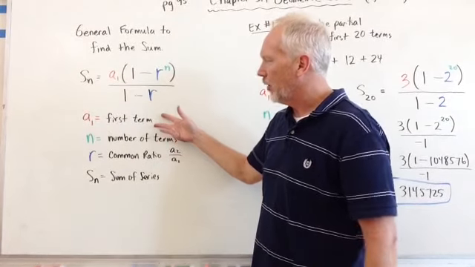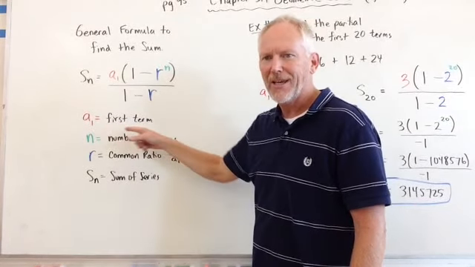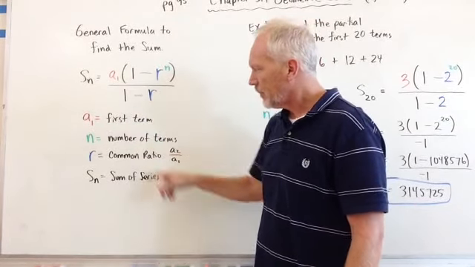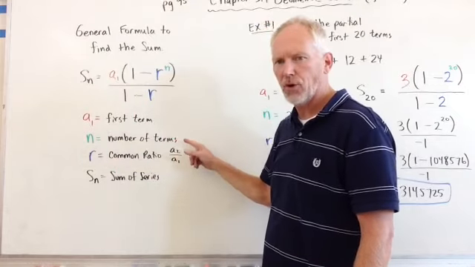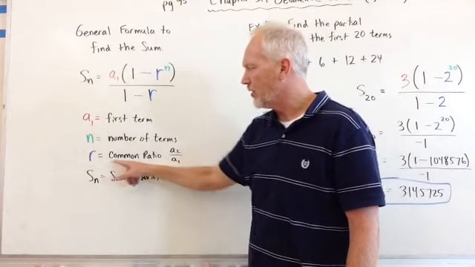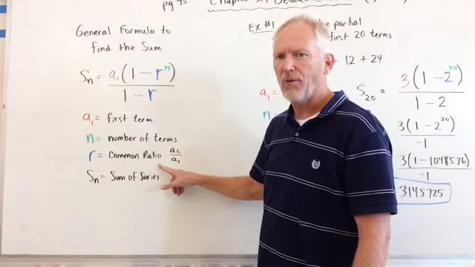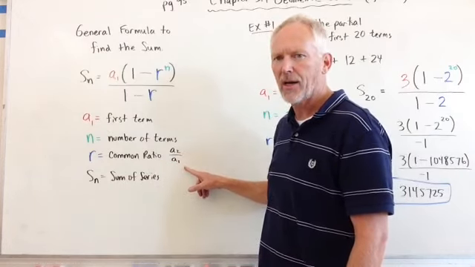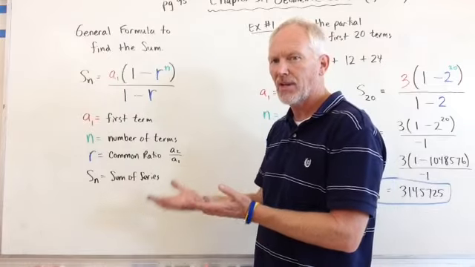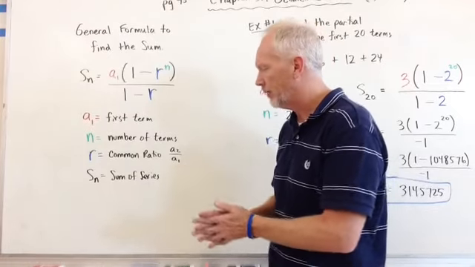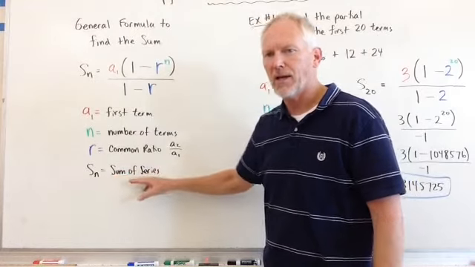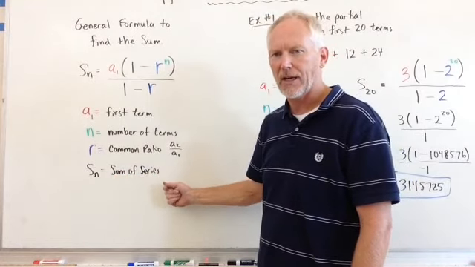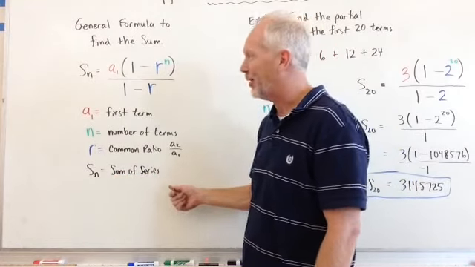Now, first, a sub 1 is the first term. n is the number of terms. r is the common ratio. We find the common ratio by taking a sub 2 and dividing it by a sub 1, so the second term divided by the first term. And S sub n is exactly what it sounds like: the sum of the terms.